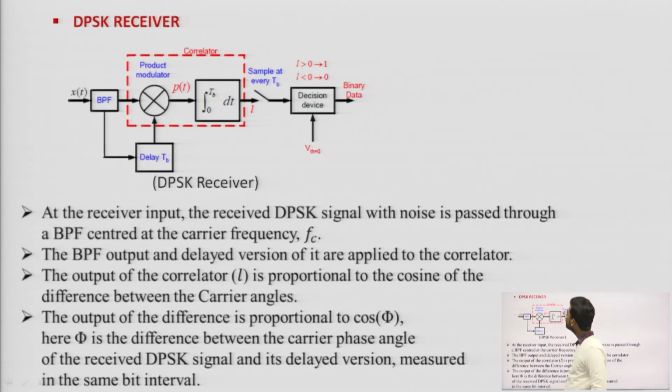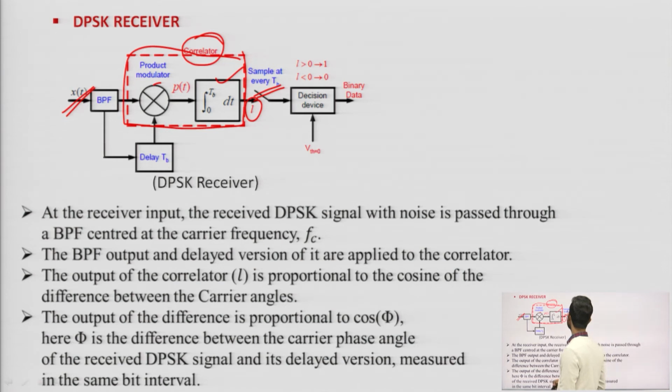So this is the DPSK receiver. We can see that there is no carrier signal at the receiver, which was used in previous cases. So your input is the DPSK transmitted signal. It will pass through a band pass filter, and then through a product modulator, which multiplies the input signal coming from the band pass filter with its delayed version, and then it will pass through an integrator. This whole product modulator followed by an integrator is nothing but your correlator.